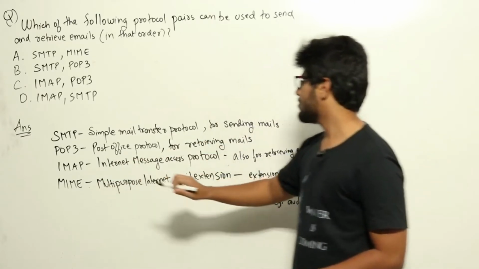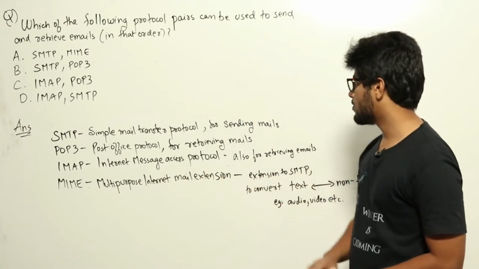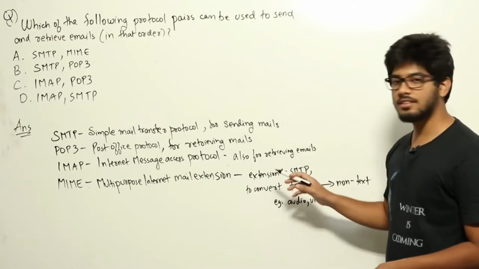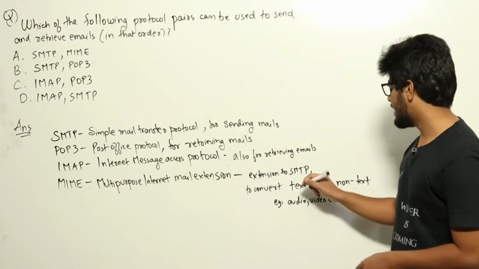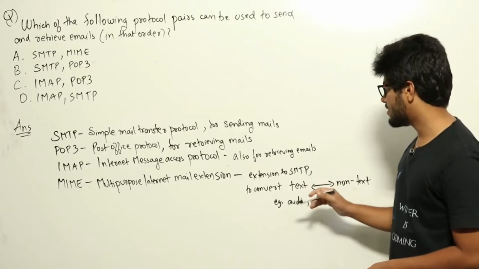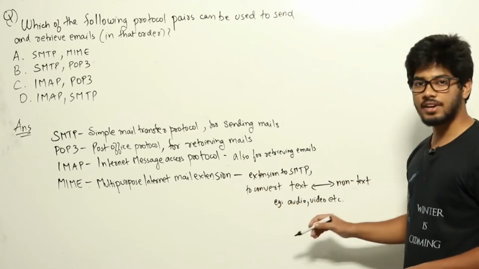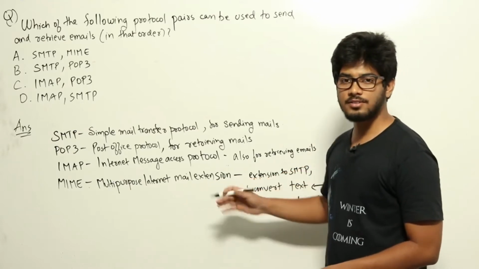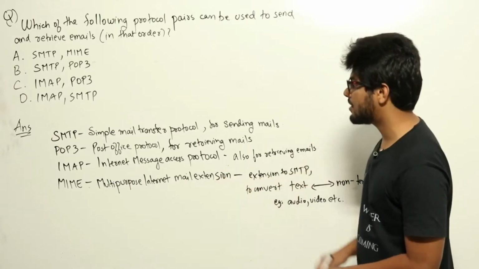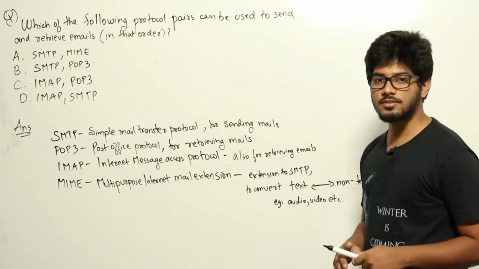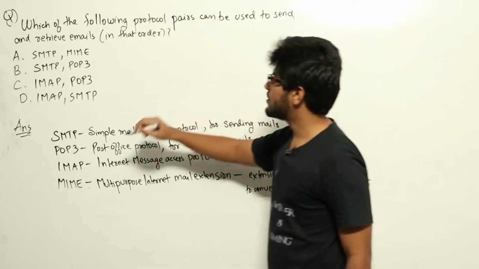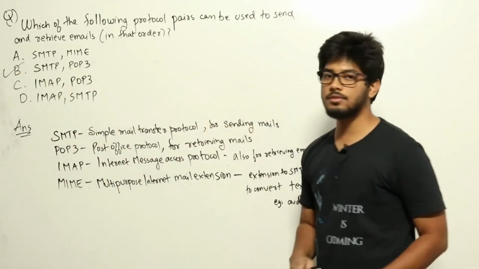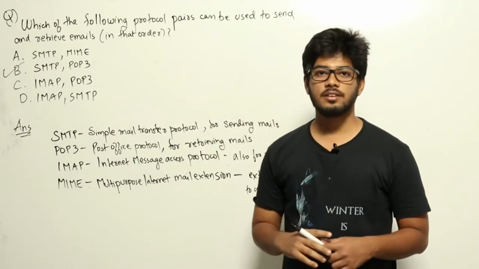Now MIME is multi-purpose internet mail extension protocol. This is just an extension to SMTP that is used to convert non-text characters to text characters and vice versa. This is mainly used for sending media files such as audio, video, etc. So we can't use MIME alone to send emails. This is just an extension to SMTP. SMTP is the protocol we are using to send emails. Now looking at the options, you will see option B is the only correct one. SMTP is used to send, POP3 is used to retrieve emails. B is the right answer here.